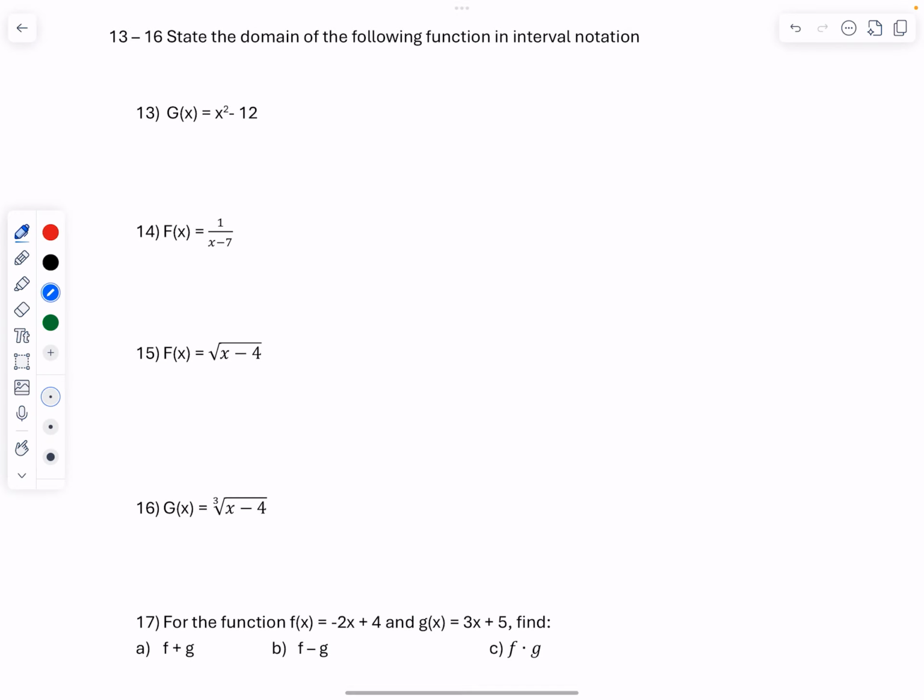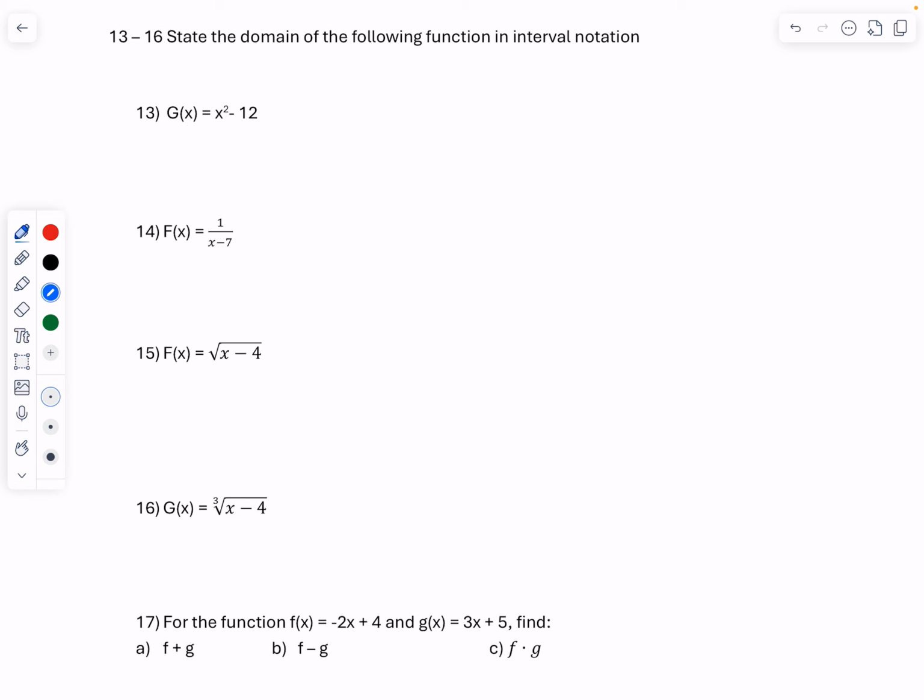This is the Unit 2 review for MAC 1105. Questions 13 through 16 say to state the domain of the following function in interval notation. All right, so number 13, we have a quadratic.